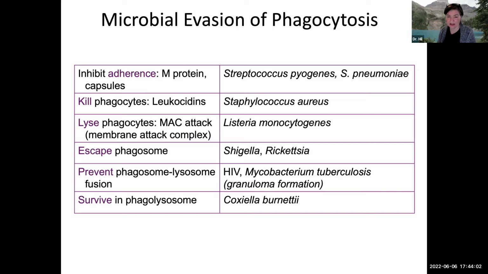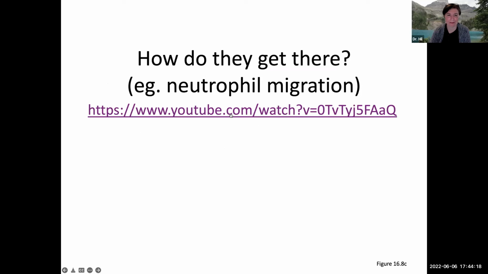And then I think by far the creepiest, scariest dudes are the ones that get found, they get engulfed, they get exposed to lysosomal enzymes, and they don't die. So all of these are possible, depends on the species. Okay, now, in order for phagocytes to do their job, they have to actually be in the right place. So how do they migrate to where they're needed? We have to talk about that a little bit.